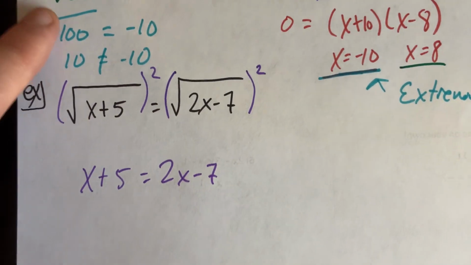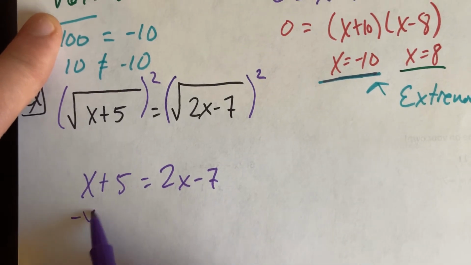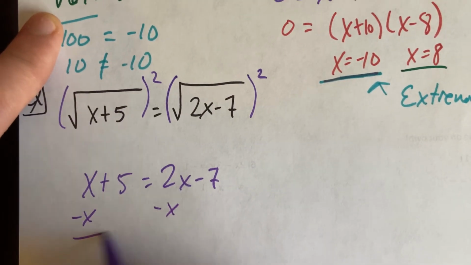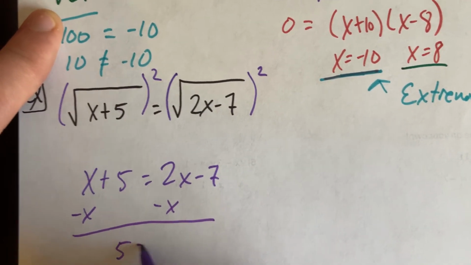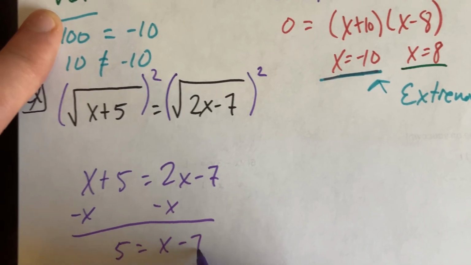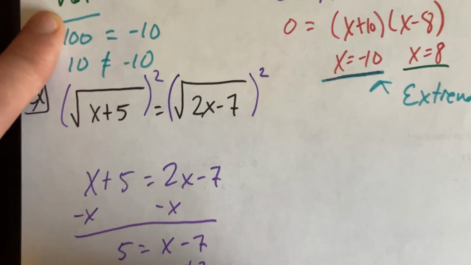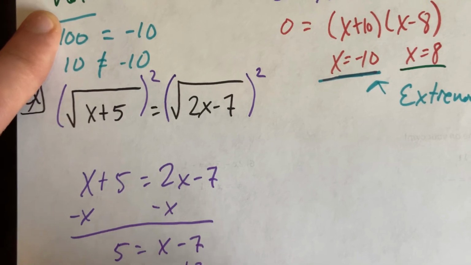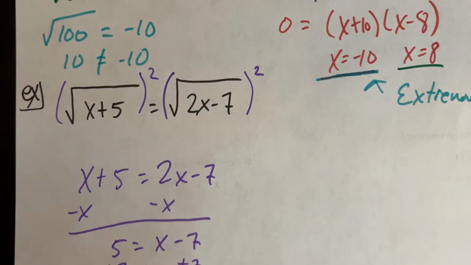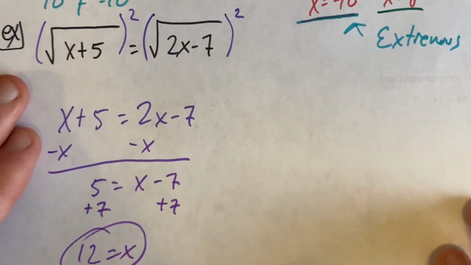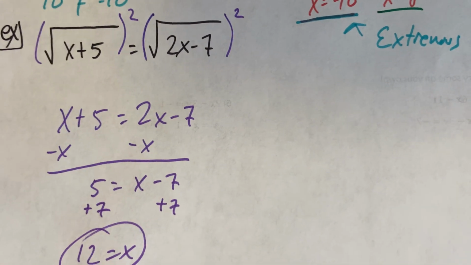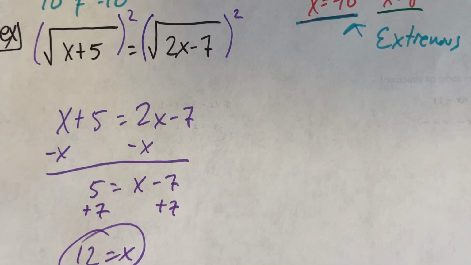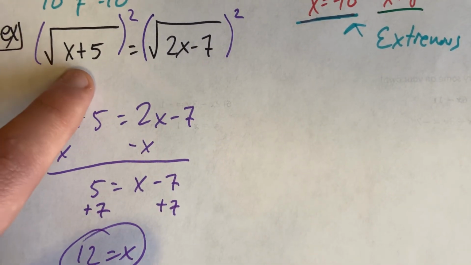So this should be a two-step problem. I'm going to take the x's away, so the x's stay positive. And I'm going to add 7 to both sides. x is 12. Again, double check, this may be an extraneous solution. Just plug it back in and see what happens.